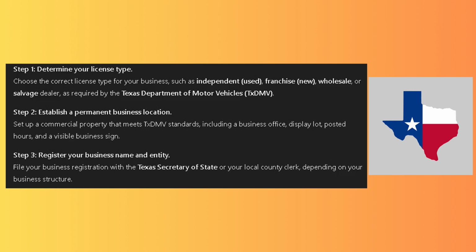Register your business name and entity. File your business registration with the Texas Secretary of State or your local county clerk, depending on your business structure.